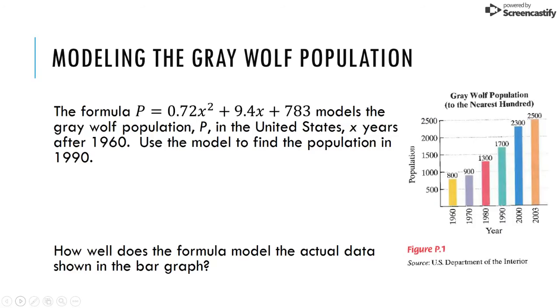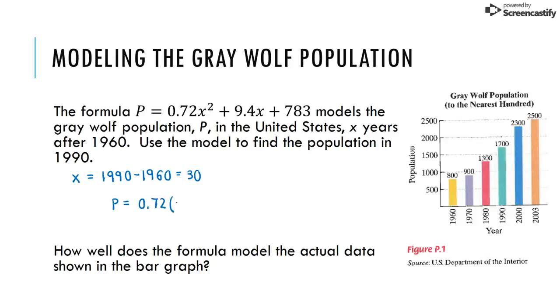Another type of application problem here deals with not only a model with a formula, but it also gives us a bar graph, and it's wanting us to compare. So it's giving us this formula. It says that this formula models gray wolf population P, and X represents the years after 1960. The first thing they want us to do is to find the population in 1990. So that means that we are going to actually know what our value of X is. X represents years. They are telling us that the model is from 1960. We want to know what it is in 1990. That's a 30-year difference. So we're going to substitute 30 in for X, and that will give us our population.